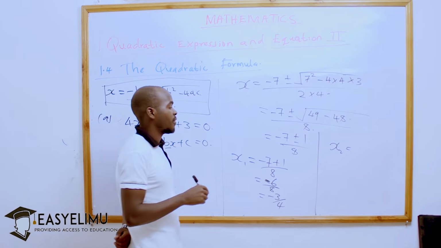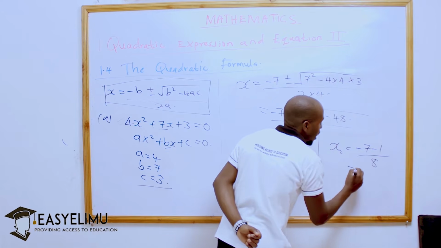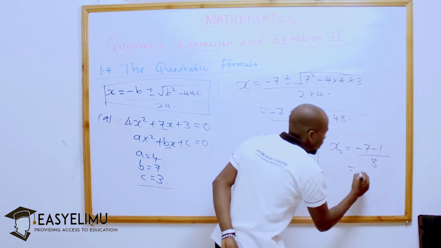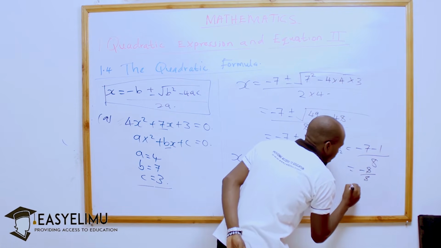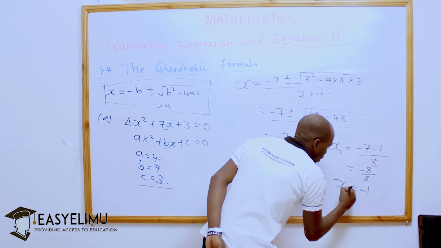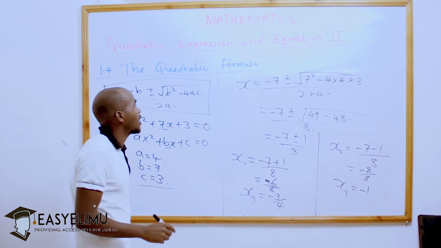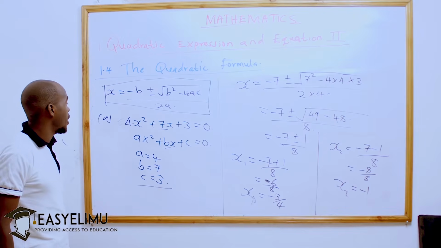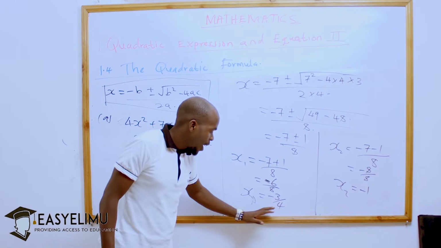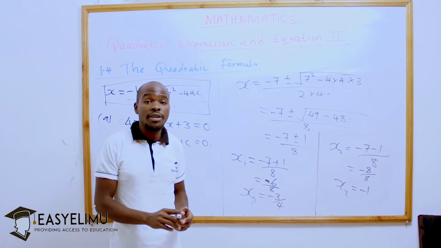The second value of x will be derived by considering the answer under the square root sign to be negative. For instance, if we consider it to be negative, then it shall be negative 7 minus 1 over 8. And we shall find negative 8 over 8, and this one is going to give us negative 1. So meaning, we have two different values of x. As the quadratic equation was squared, we are getting two values of x. Therefore, we have x1 equals negative 3 over 4, and the other one equals negative 1.